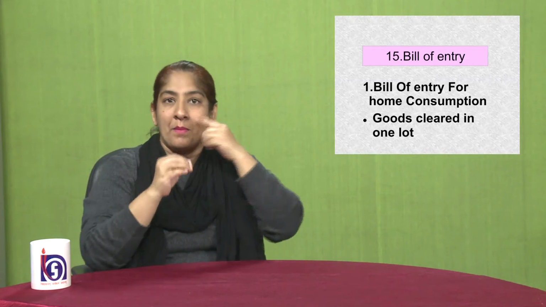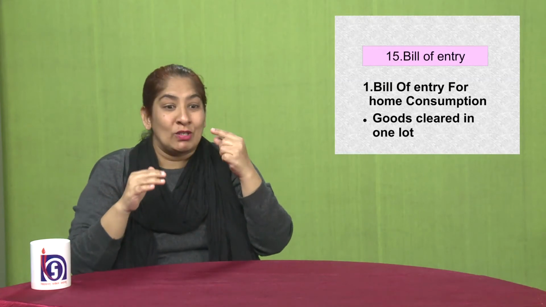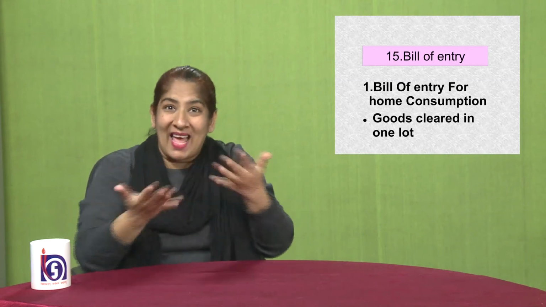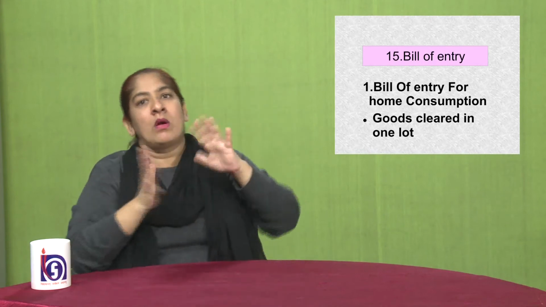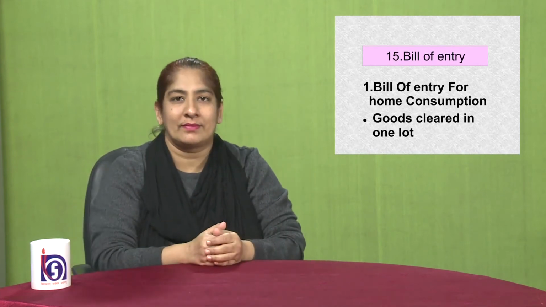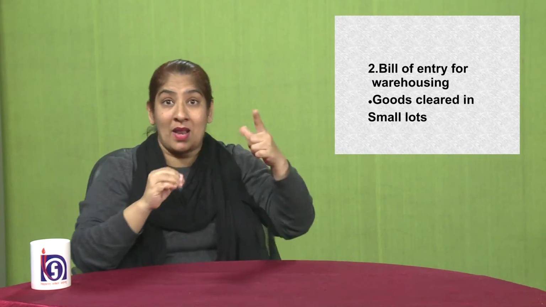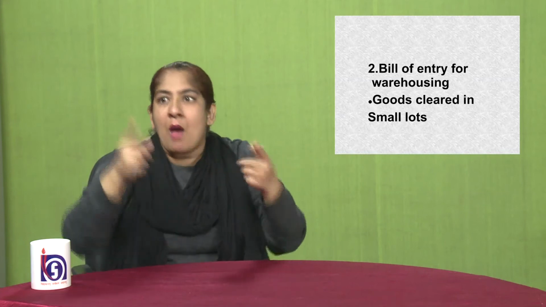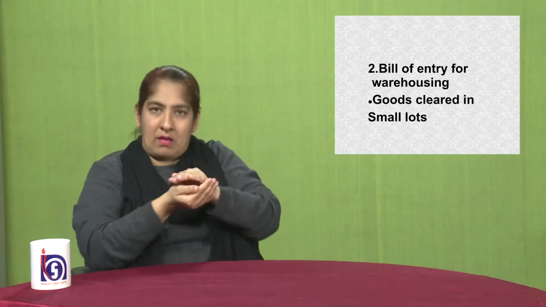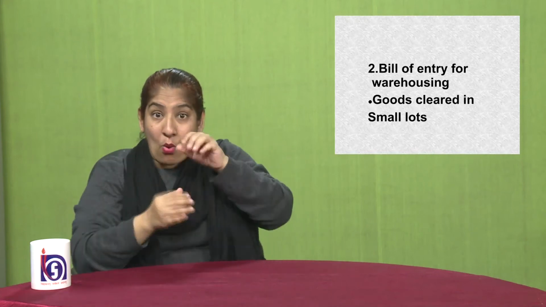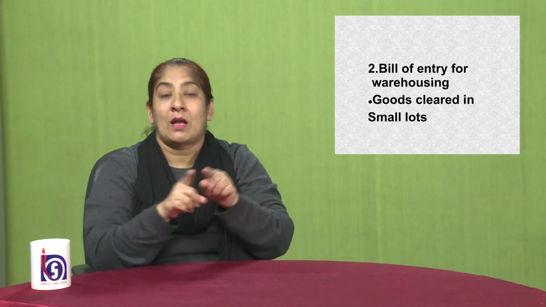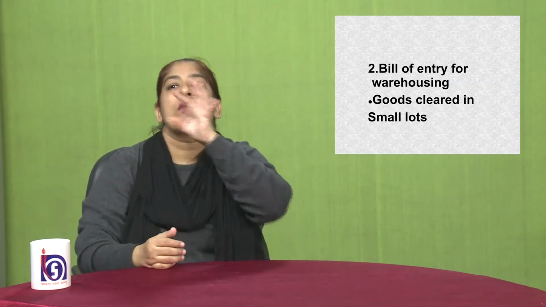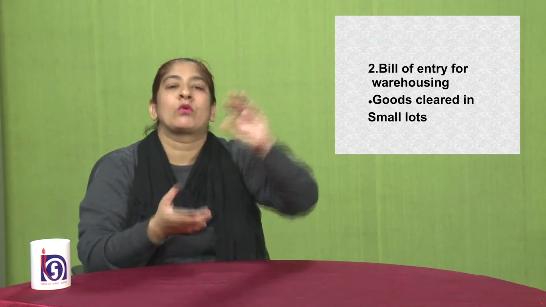There are subpoints of this. Bill of entry for home consumption: goods cleared in one lot. Bill of entry for warehousing: goods are cleared always in small lots. If we order 20,000, it has to be small, so we can take it in 2,000.